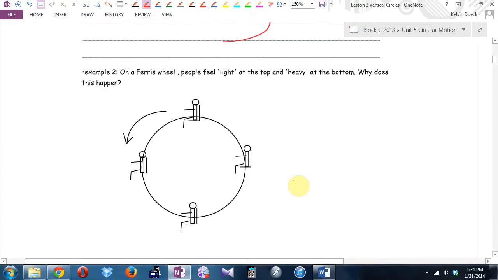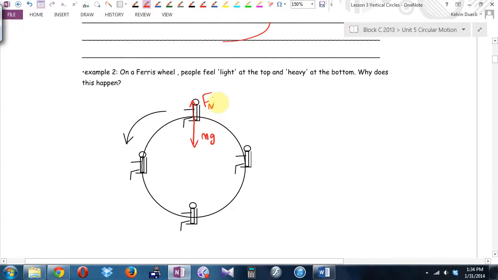So on a Ferris wheel, people feel light at the top and heavy at the bottom. Why does this happen? I think we've already convinced you that you feel heavy at the bottom. Let's convince you that they feel light at the top. Let's do a free body diagram for the very, very top. What are the forces acting? Get the obvious one. What else? Normal force. What path is this person tracing out? Where must the net force be pointing? So the biggest force has to be pointing down. So I better draw my normal force smaller than mg. You'll feel lighter at the top.